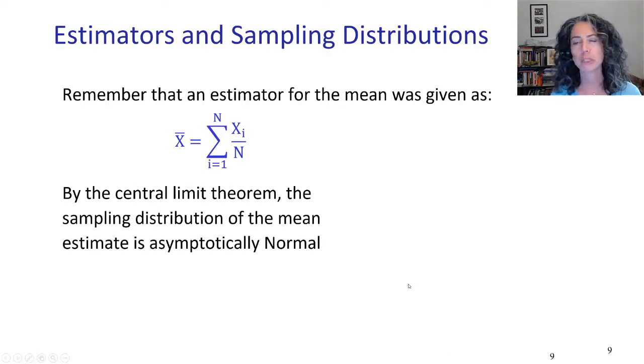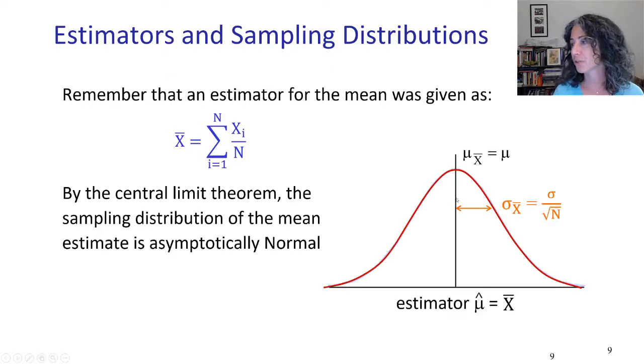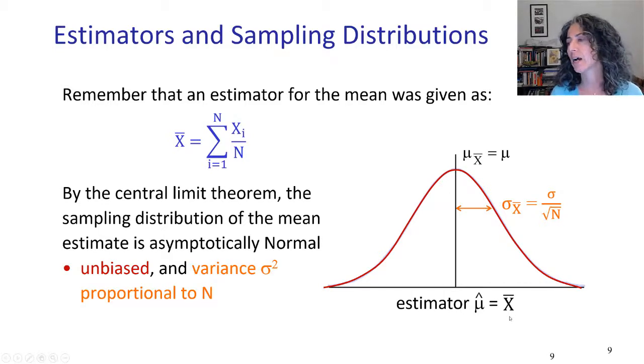If you recall, the central limit theorem told us that the sampling distribution for an estimate of the mean was asymptotically normal. So here's a normal distribution, and the sampling distribution is unbiased, so the mean of the sampling distribution is equal to the population mean mu. It also has a variance that's inversely proportional to sample size n, so the standard deviation of the sampling distribution is equal to the population standard deviation divided by the square root of n.